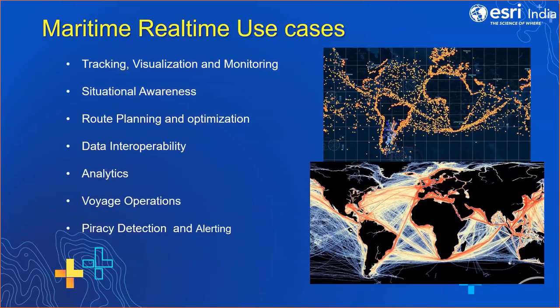This also helps us bring various data sources together, including charts. You can superimpose weather feeds. From the satellite AIS data, we can detect piracy, so piracy data can also be integrated. Terrestrial and dynamic AIS information can also be integrated together using the real-time capability.